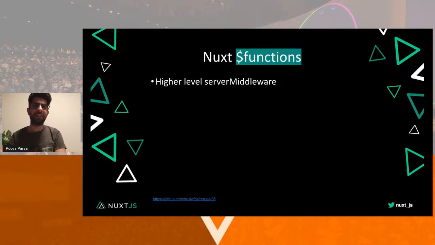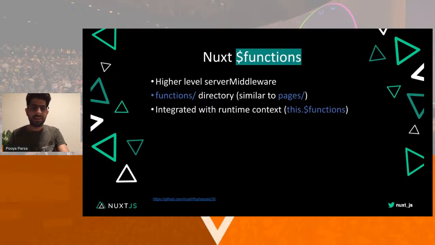Basically, functions are a kind of higher-level server middleware without getting into low-level stuff. Instead of registering server middleware in your Nuxt config, you can now simply put functions in the functions directory, similar to pages. It's automatically namespaced based on the file naming convention, and everything is already registered in your application. We will talk more in depth about it. This is integrated with the runtime, so you don't need to make API calls. You can directly use these functions everywhere, just like Axios, and not worry about how the request is being made.